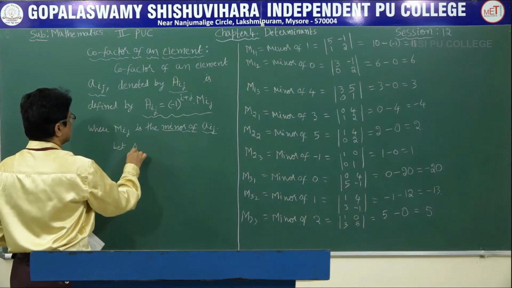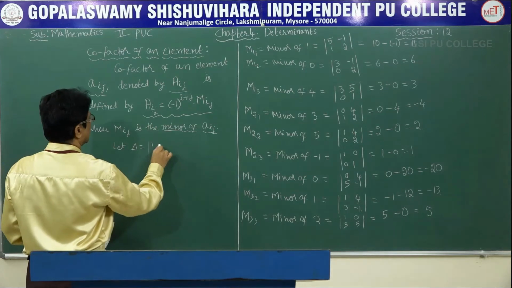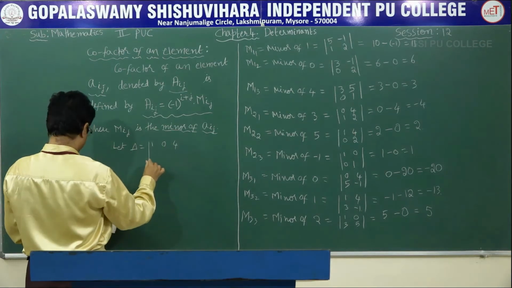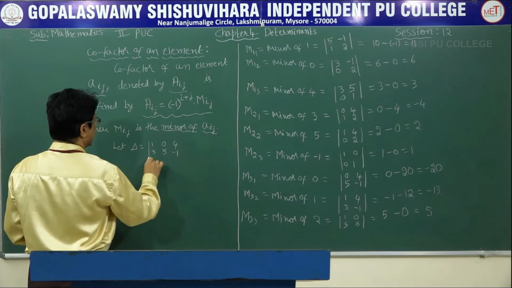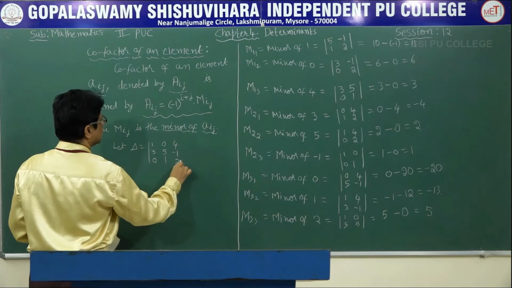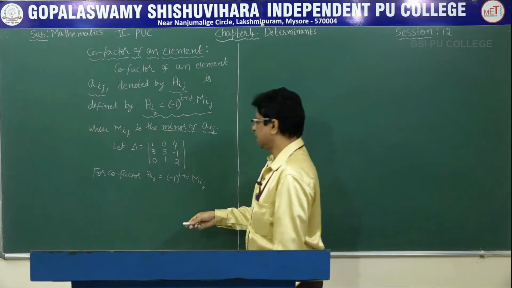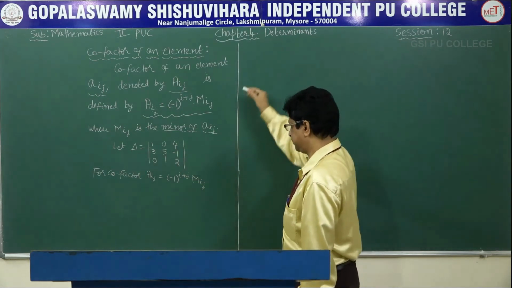Let delta equal the determinant of [1, 0, 4; 3, 5, -1; 0, 1, 2]. Let us find the cofactor of every element.